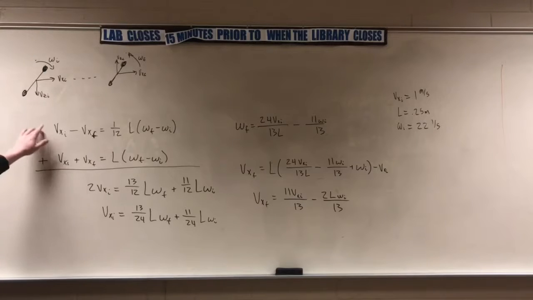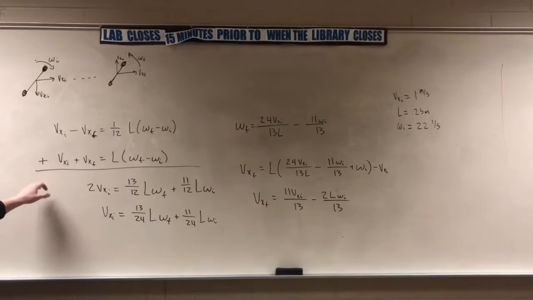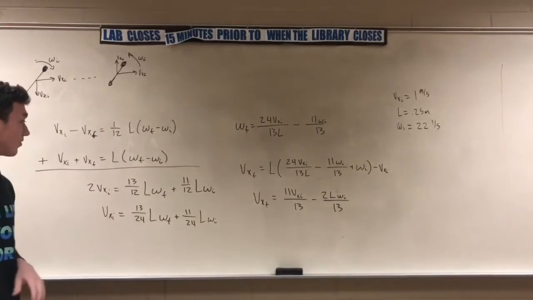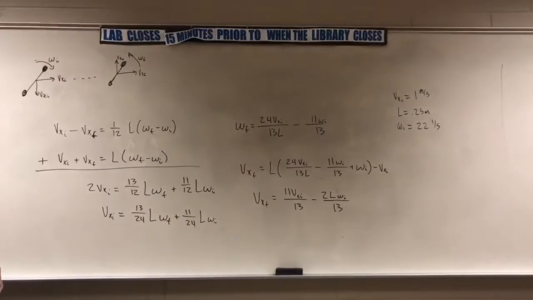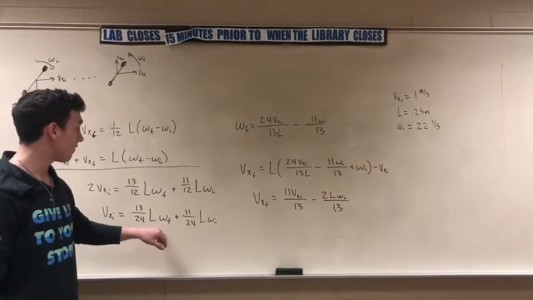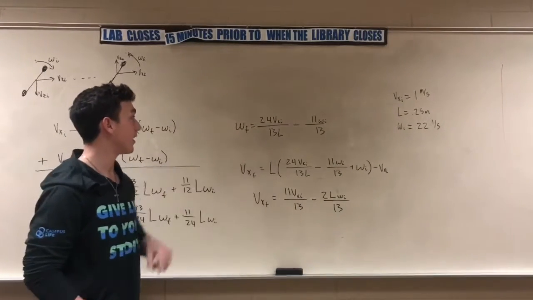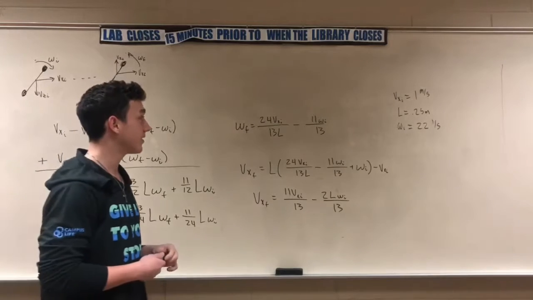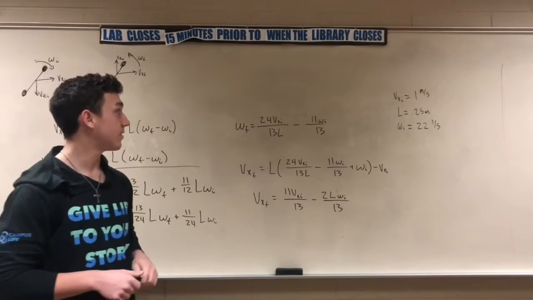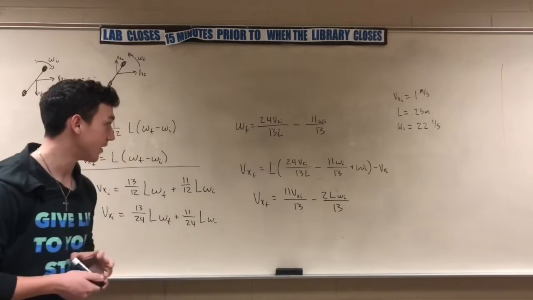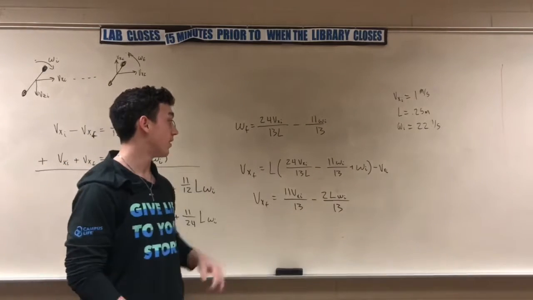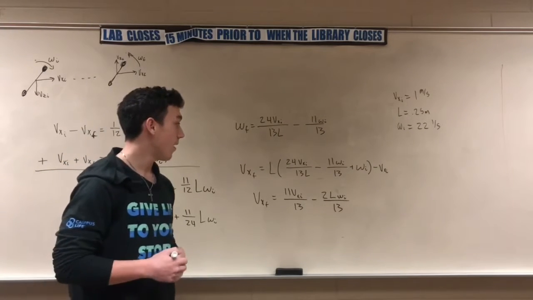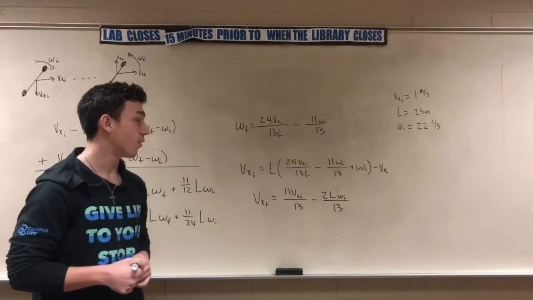So now that we have the conservation of momentum and the conservation of energy, we can add those equations together, and we get 2 Vx initial equals 13/12 L omega final plus 11/12 L omega initial. And then now we can solve for omega final, which we are given right here, which equals 24 Vx initial over 13 L minus 11 omega initial over 13. We can plug that in to our equation to solve for Vx final, which is going to be 11 Vx initial over 13 minus 2L omega initial over 13.